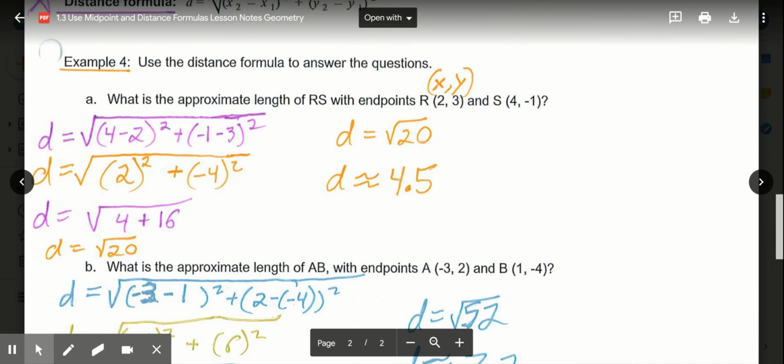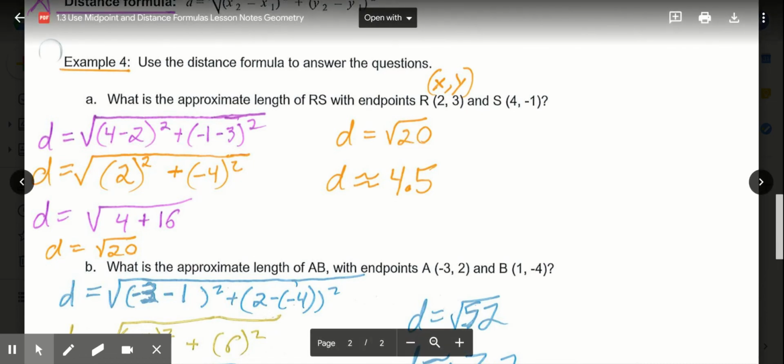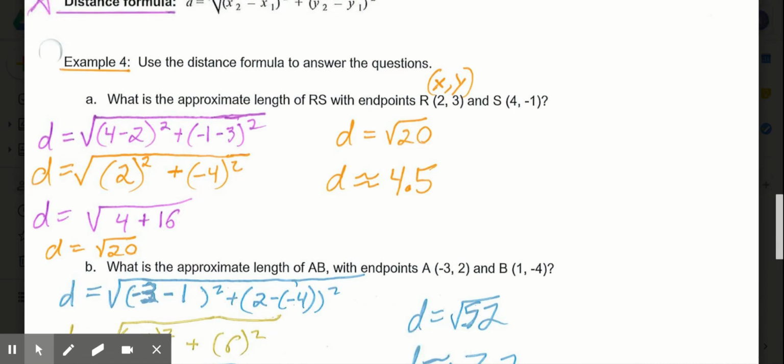Then, 2 squared is 4. -4 squared is 16. 4 plus 16 gives us the square root of 20. So our answer exactly is the square root of 20. If we type that into a calculator, we can answer that our distance is approximately 4.5 units. So that approximate length of R to S is approximately 4.5.